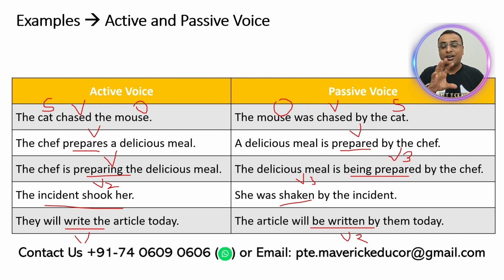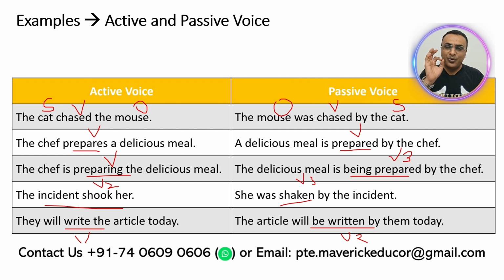Okay, this is how you would have to identify the sentences, how they are written, and how the verb plays within the part of the sentence, whether it is acting upon the subject or acting upon the object.